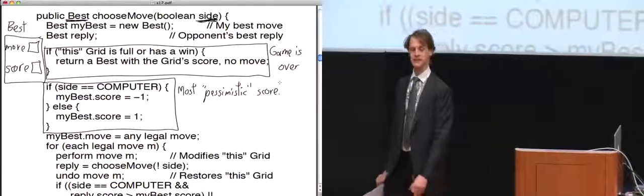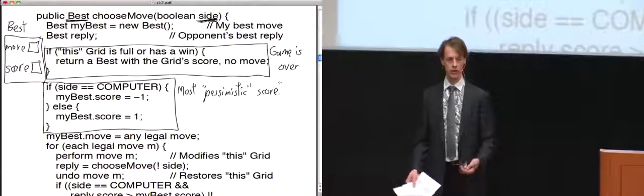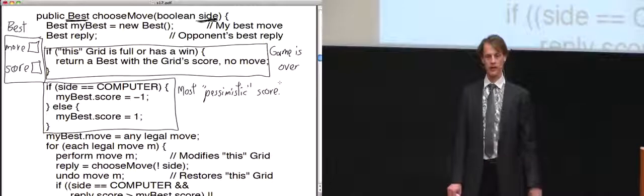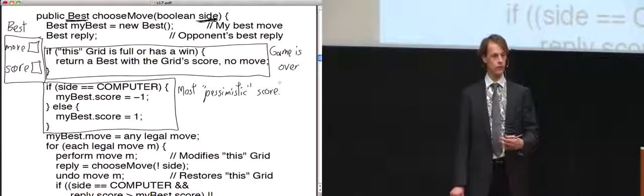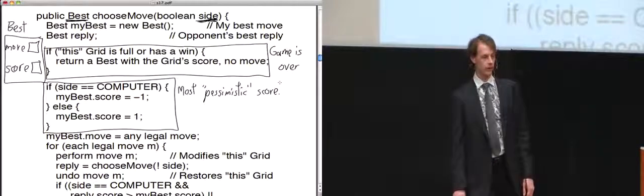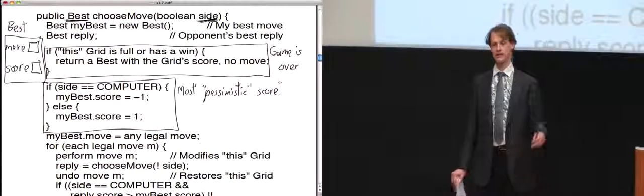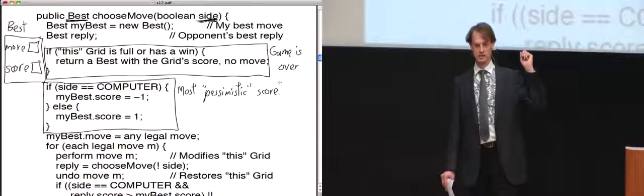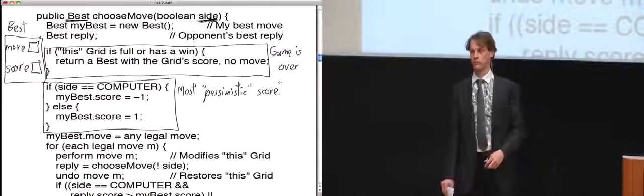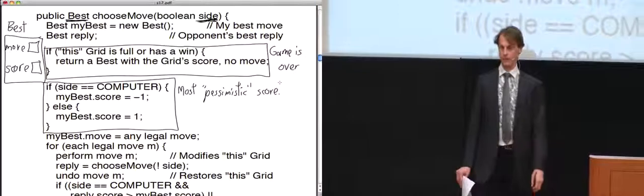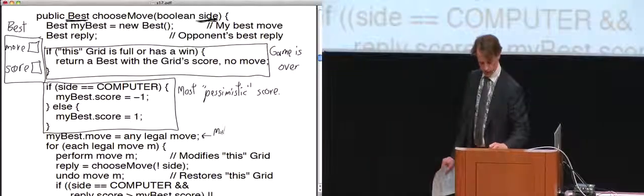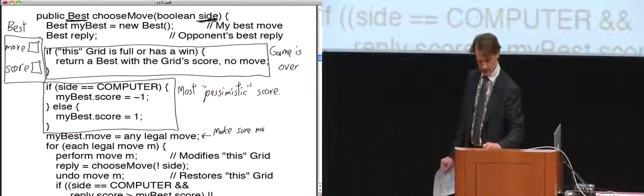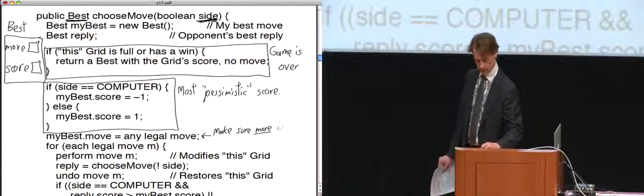And what pessimistic means depends on whether it's your turn or your opponent's turn. If it's your turn, then we set the score to -1, meaning if I can find any move that gives me a score of -1 or better, I'm happy at this point. And if it's the opponent's turn, the opponent is pessimistic by assuming the score will be 1 unless the opponent finds a better move. Just to make sure that move always gets initialized, I'm going to assign move to be some arbitrary move.